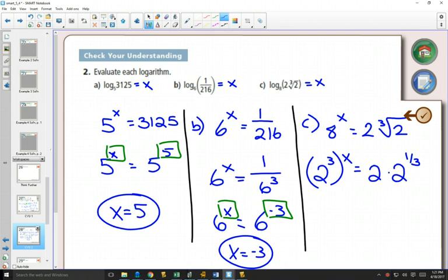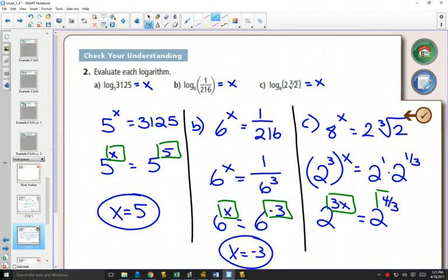And now we have to work with our exponent laws. 2 to the 3x, just multiply those together. And on this side, it's 2 to the 1 times 2 to the 1/3. What do you do when you have the same base and you're multiplying? You add. So 1 plus 1/3. Get a common denominator, 3 over 3 plus 1 over 3. We get 4/3.